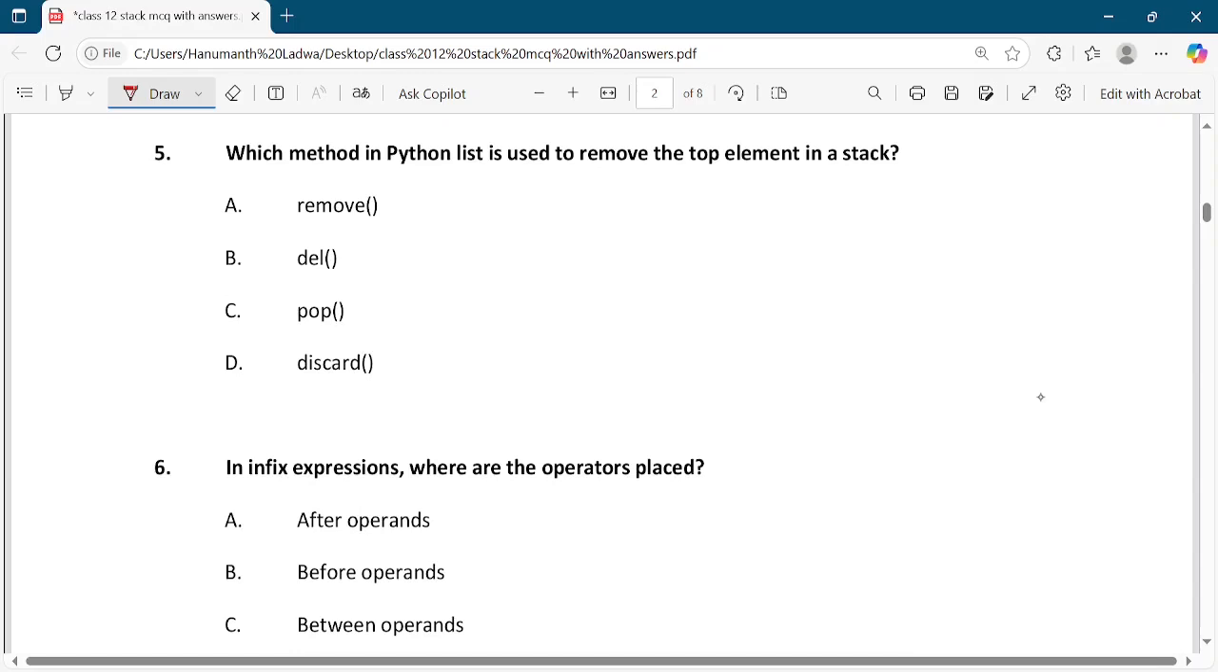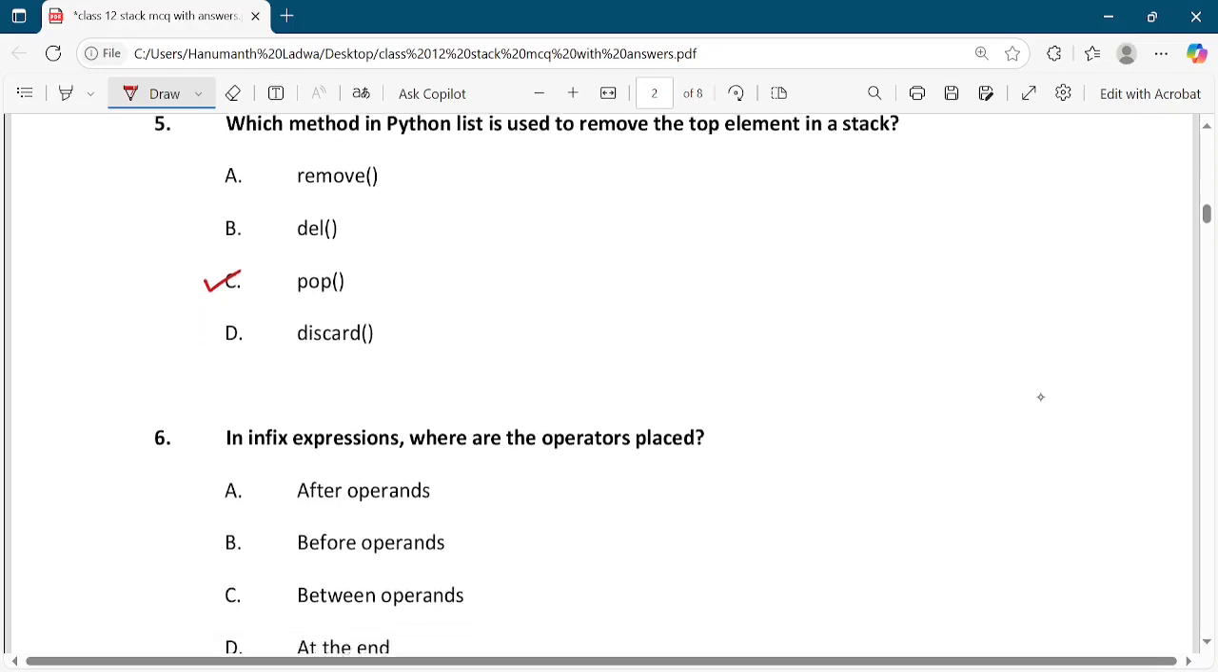Question number 5. Which method in Python list is used to remove the top element in a stack? Option A, remove. B, del. C, pop. D, discard. So here option C, pop, is the right answer.